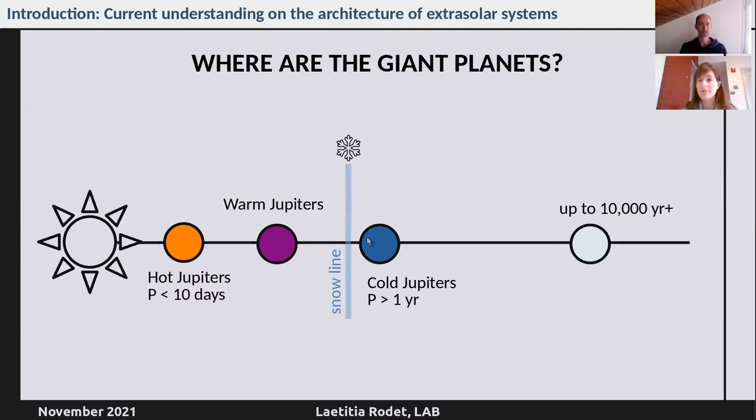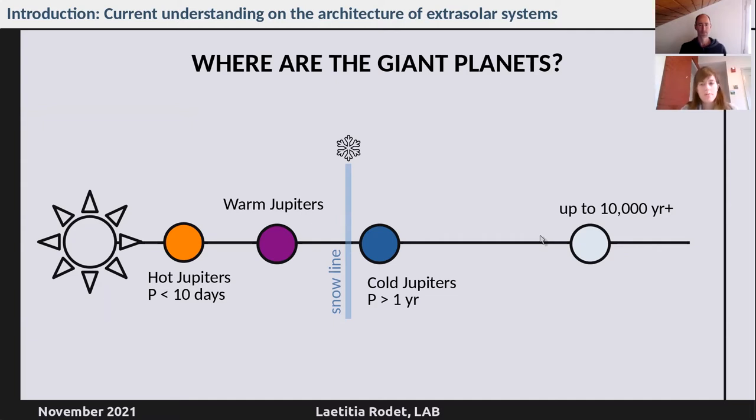So where are the giant planets? Initially, before we found all the exoplanets, we thought that we were going to find only cold Jupiters, because we thought that giant planets formed only a bit external to the snow line, just like Jupiter in our solar system. However, you probably know that the first exoplanet discovered around a solar type star is what we call a hot Jupiter, with a very, very short orbital period. Since then, we found some cold Jupiters, some new hot Jupiters, and also some intermediate companions that we usually call warm Jupiters. What is interesting also is that we find companions that are not only a bit external to the snow line, but are very, very far away, much farther away than the planets in our solar system.